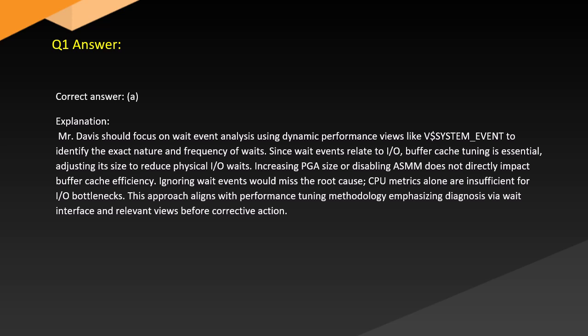Adjusting its size reduces physical I/O waits. Increasing PGA size or disabling ASMM does not directly impact buffer cache efficiency. Ignoring wait events would miss the root cause. CPU metrics alone are insufficient for I/O bottlenecks. This approach aligns with performance tuning methodology emphasizing diagnosis via the wait interface and relevant views before corrective action.